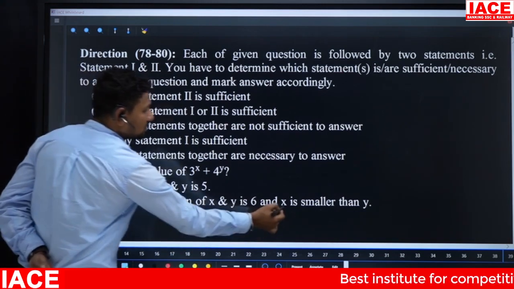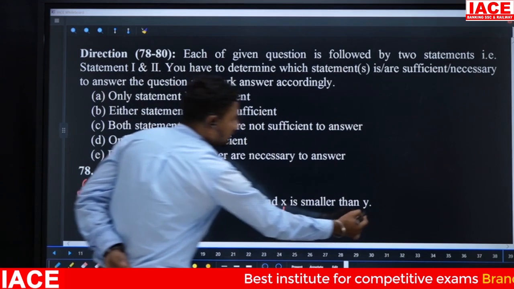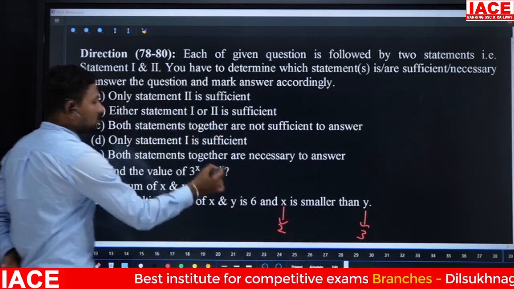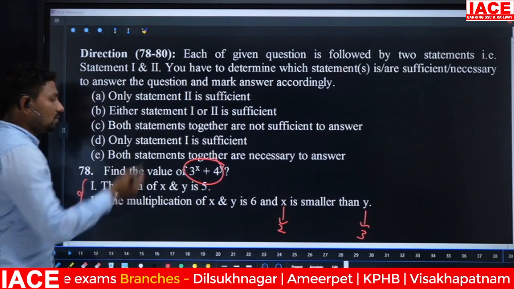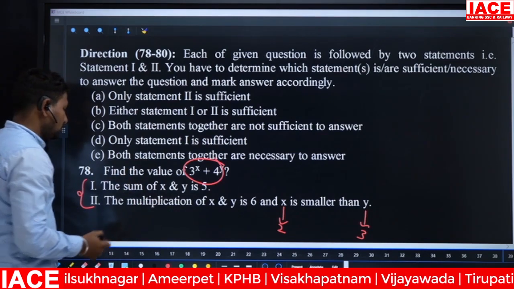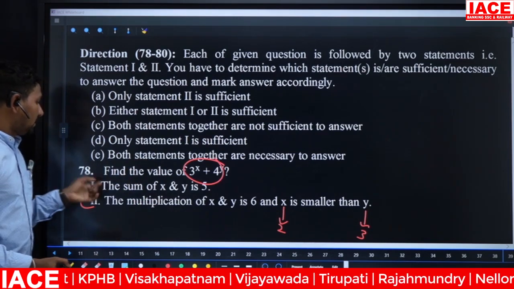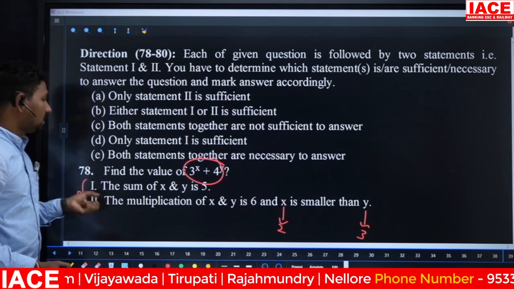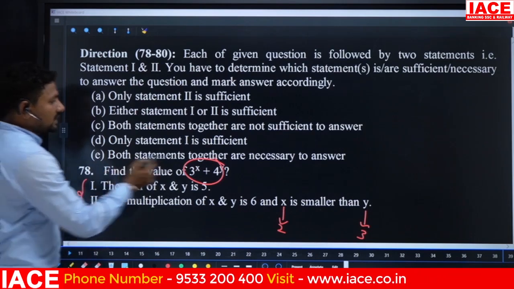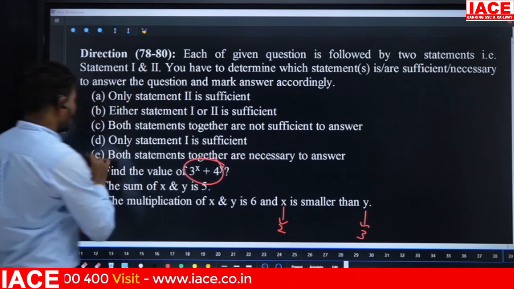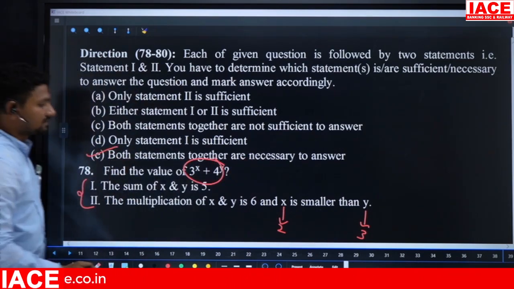Like x we can assume is 2 and y we can assume is 3. 2 comma 3 we should substitute here. 3 to the power of 2 plus 4 to the power of 3 will give a final answer. To get a final answer, we take the assumption as per the given two statements. Then two statements are required to find an answer. Alone one statement is not sufficient. That means here both statements are together necessary to answer, so our option is E for this question.